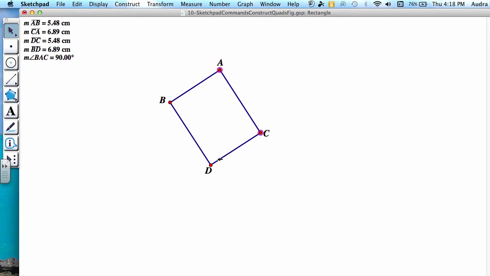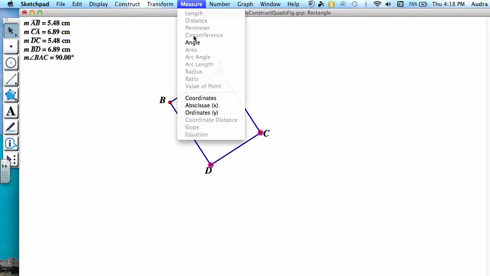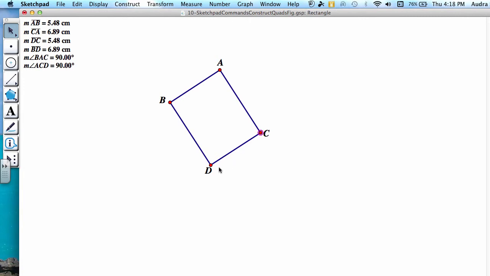Let's continue going around. Measure Angle, Measure Angle, Measure Angle, and notice all of these angles are 90 degrees. Therefore, it is a rectangle.